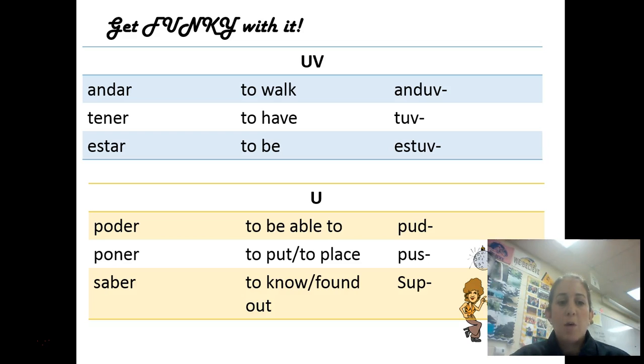U verbs: poder, to be able to, would be pud. Poner, to put or to place, pus. Saber is to know or to find out, and the preterite stem is sup. Not sup, soup.